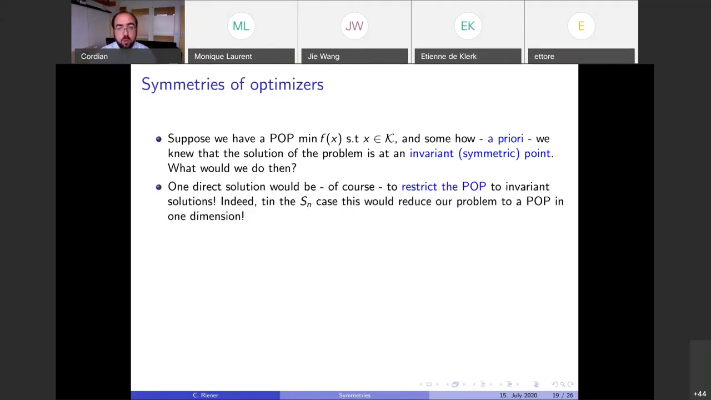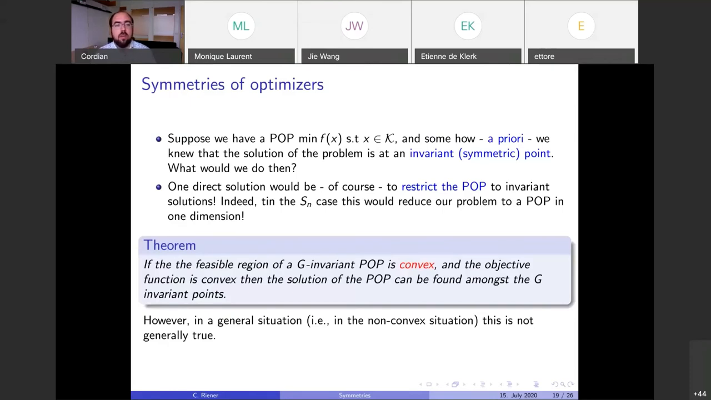So what does one do in such a case? The direct solution of this is, of course, to restrict my polynomial optimization problem to only the invariant solutions. So in particular, in the case of the symmetric group, we would then reduce our polynomial optimization problem to a polynomial optimization problem in just one variable, because essentially there's just one ray of invariant solutions, namely (1, 1, ..., 1) times lambda.